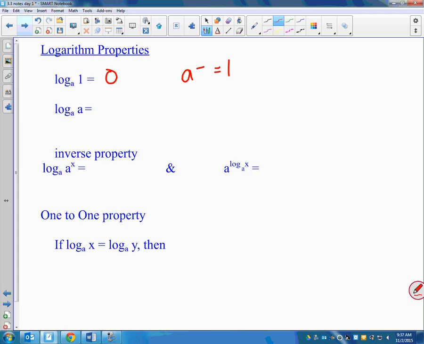Same thing with this. If I have log base a of a, whatever a happens to be, a to the what will always give me a back.